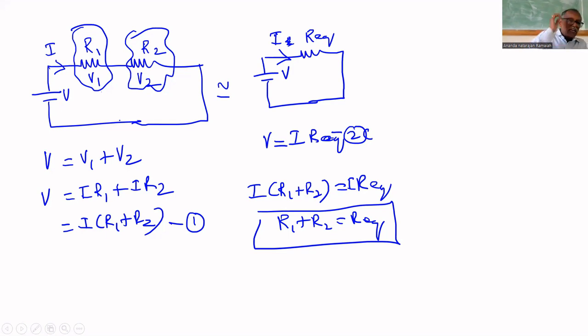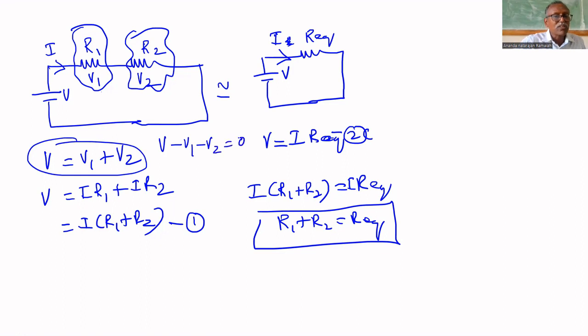What is V equal to? What we wrote here: V equal to V1 plus V2. Or we can write V minus V1 minus V2 equal to 0. Algebraic sum of EMF and potential drop equal to 0. That is Kirchhoff's voltage law. Potential drop is expenditure, that's why it is negative. EMF is positive. So wherever something is generated, it is positive. So V minus V1 minus V2 equal to 0.